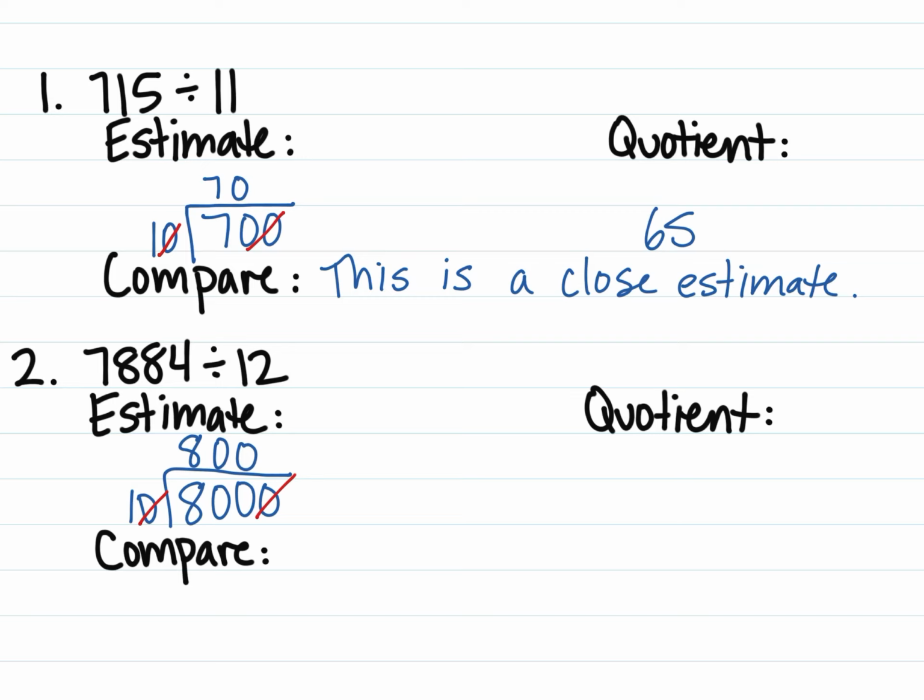If we were to type this into our calculator, 7,884 divided by 12 is 657. This is also a close estimate.